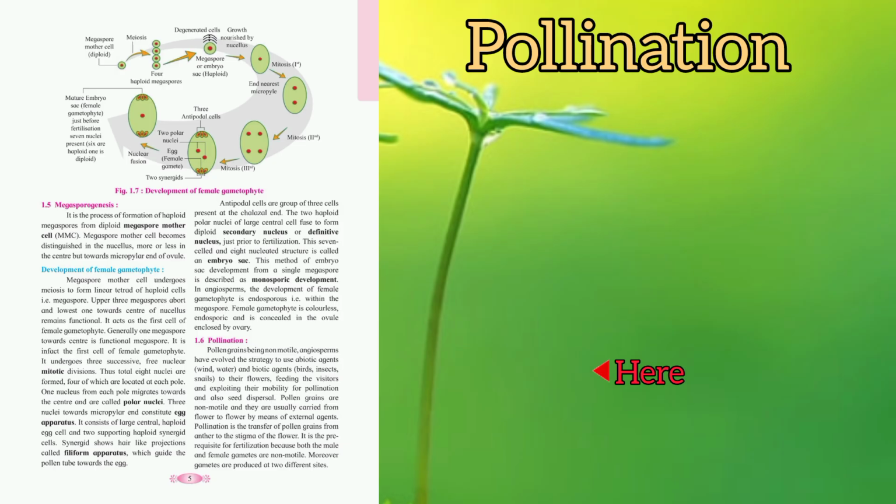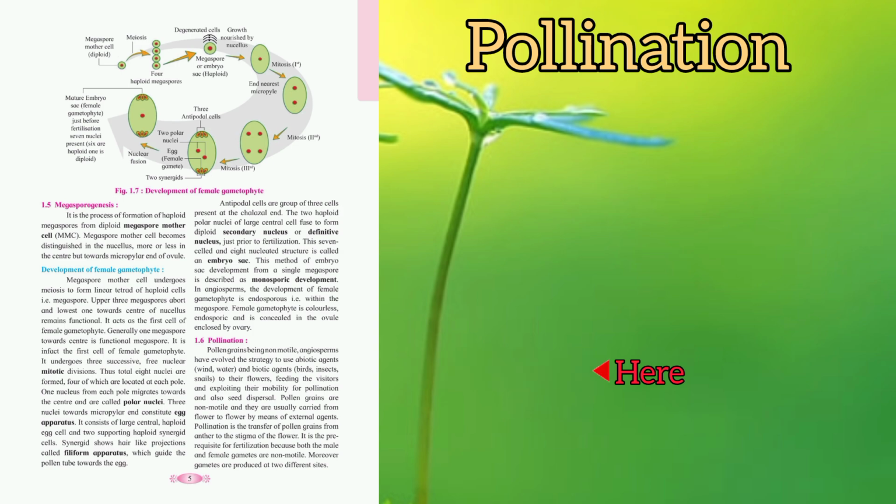Pollen grains are non-motile and they are usually carried from flower to flower by means of external agents. Pollination is the transfer of pollen grains from anther to the stigma of the flower. It is the prerequisite for fertilization because both the male and female gametes are non-motile. Moreover, gametes are produced at 2 different sites.